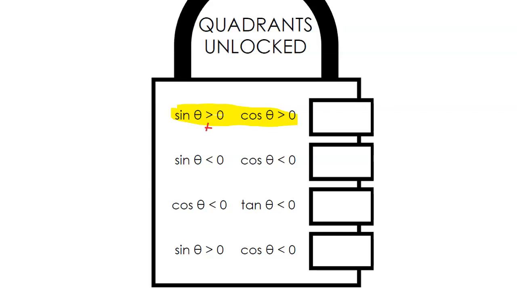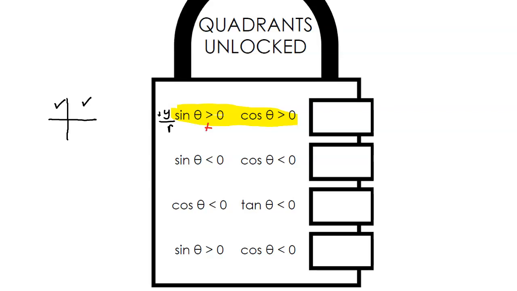If I take a look at that, I know that sine is positive in 2 quadrants, because sine is made up of y over r. So where will my y be positive? It will be positive in my first quadrant and in my second quadrant.